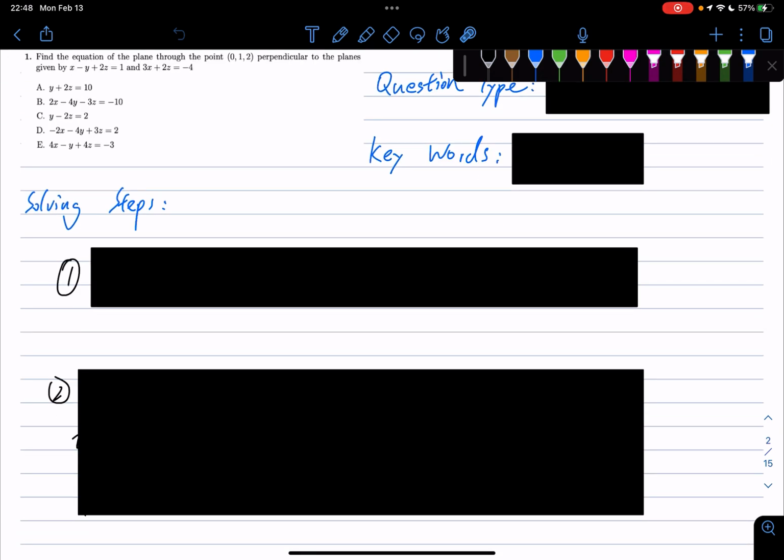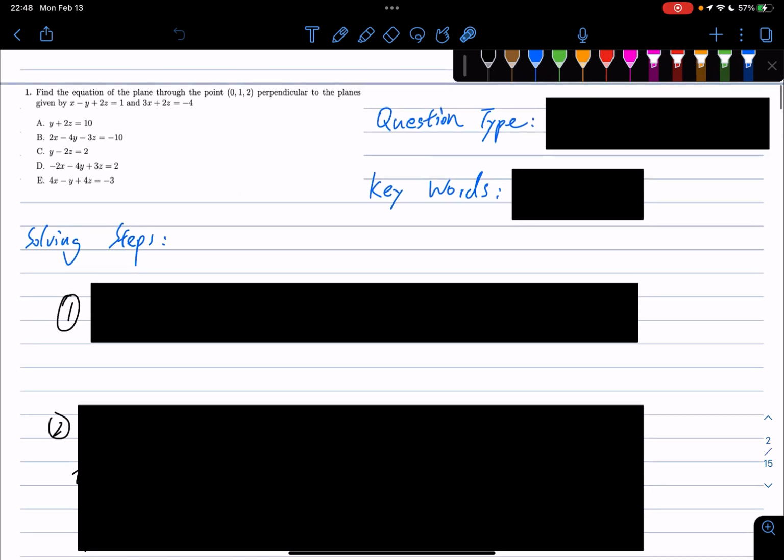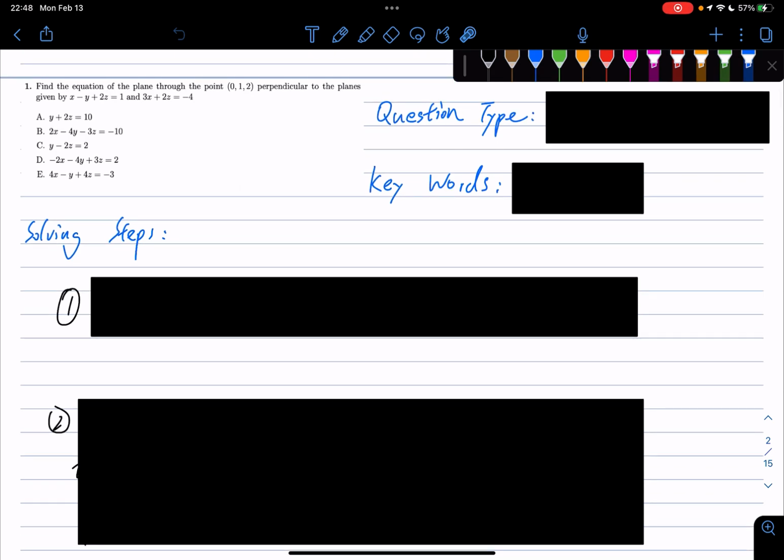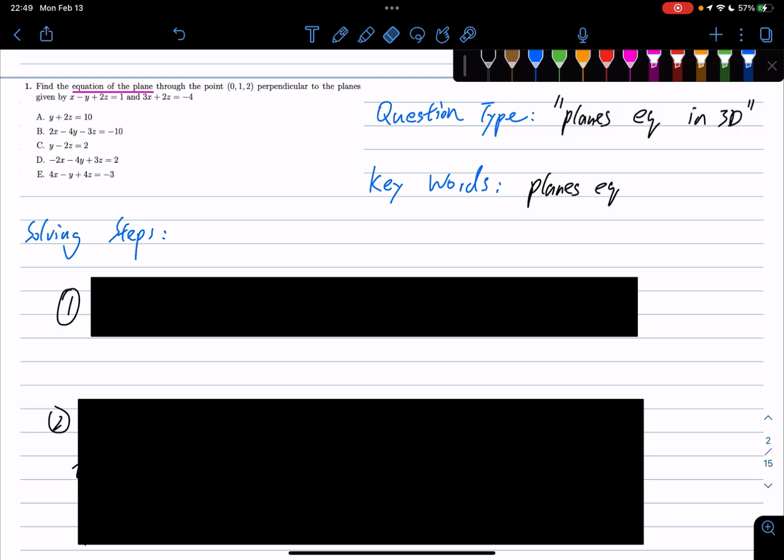The first question: find the equation of the plane through the point (0, 1, 2) perpendicular to the planes given by plane 1 and plane 2. This one is a little bit different, but I think everybody can agree that it has something to do with equations of the plane, right? So this is our first keyword, talking about planes, which hints at problems related to lines and planes in 3D. So in this case, it's plane equations in 3D space, and we're asked for the plane perpendicular to two other planes.